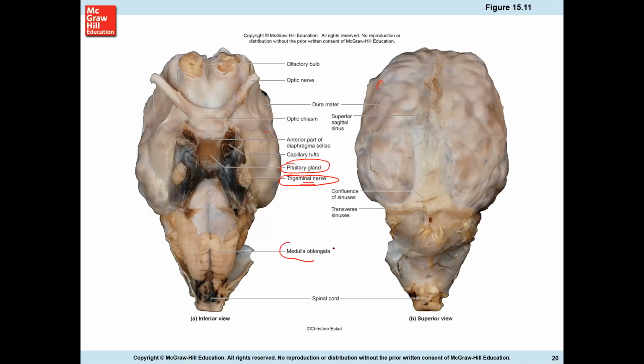Here's the medulla oblongata and the spinal cord. So those are some familiar parts. You can clearly see the optic chiasm, right? Optic nerve, and you know the optic tract would be back here.